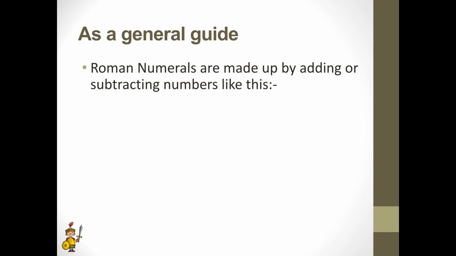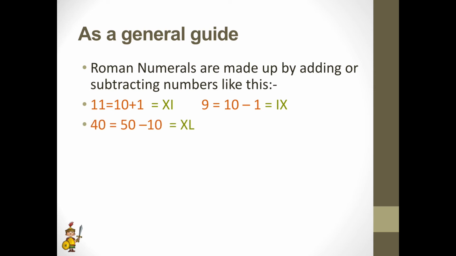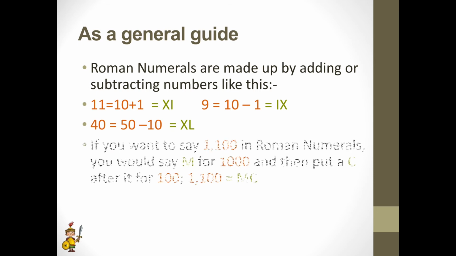Okay, now some general points that you have to keep in mind. Roman numerals are made by adding or subtracting numbers like this. I've already explained, you just look at this. So 11 is 10 plus 1, and 10 is X, therefore XI. And 9 is 10 minus 1, so 1 less than 10, therefore we have IX. Similarly, 40 is equal to 50 minus 10, therefore it is XL. X stands for 10 and L stands for 50.